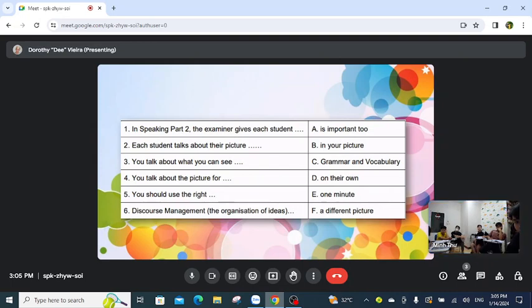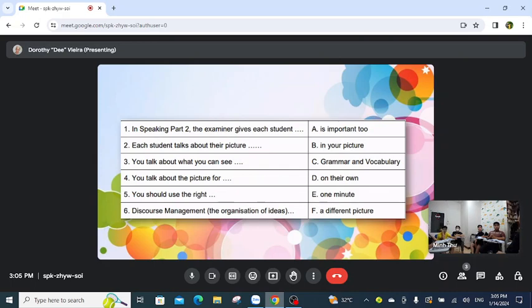Correct. Okay, Pong. Each student talks about their picture. No, each student talks about the picture on their own. On their own. Good. So it's D. Each student talks about their picture on their own. So 2 students, each student gets a different picture. You talk about your picture on your own.